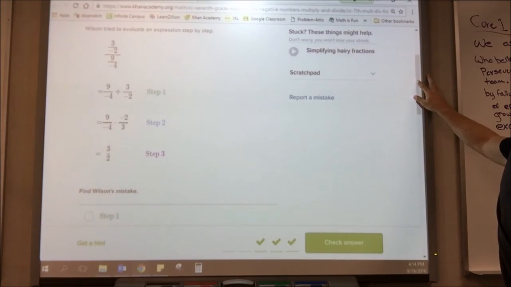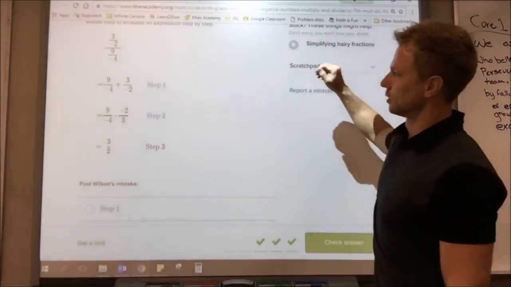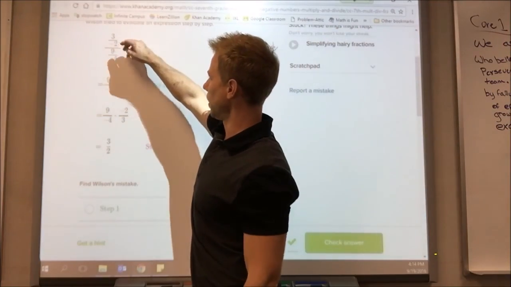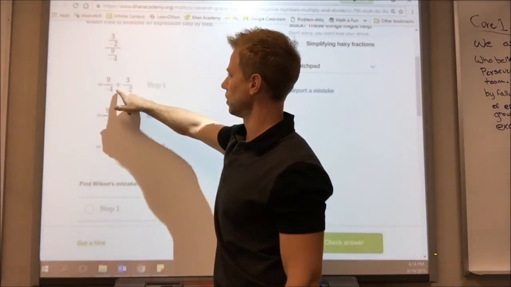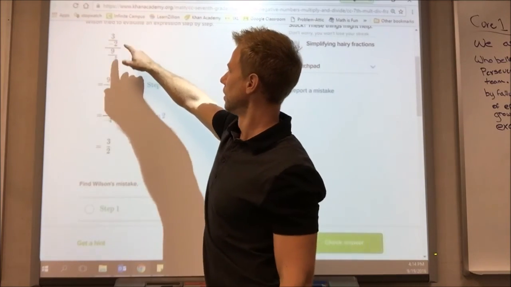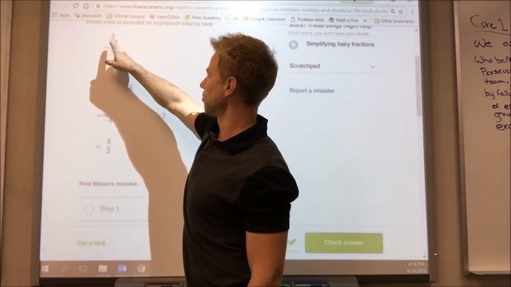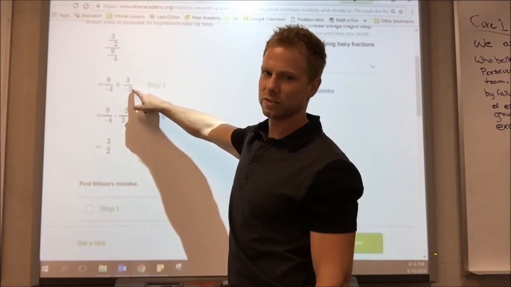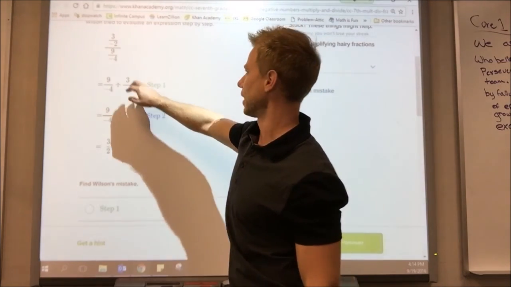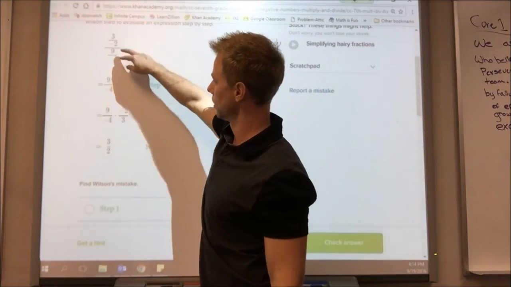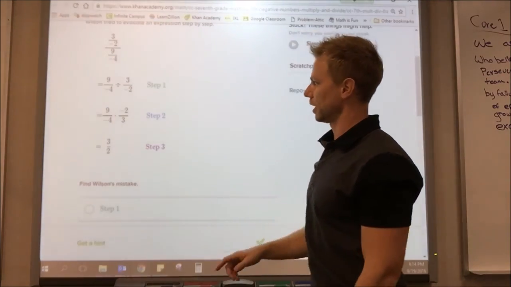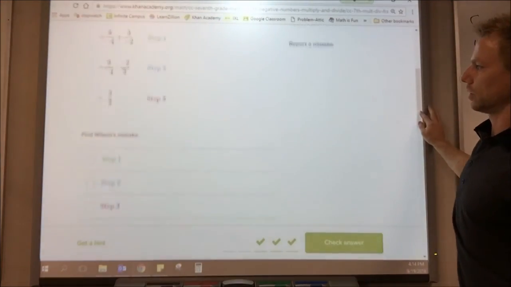Good, one more where we're finding the mistake. Okay, we write it from this form into using the division sign, but they moved the top fraction to be the second fraction, but that's not correct. The top fraction should come first, the bottom fraction should come second. So our mistake is already in step 1.